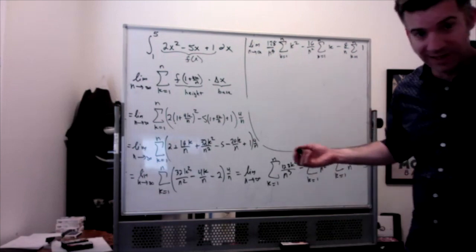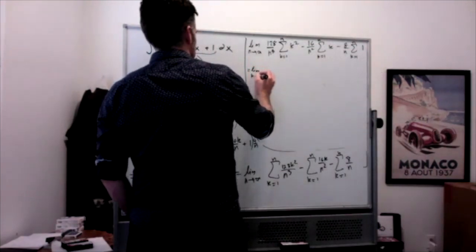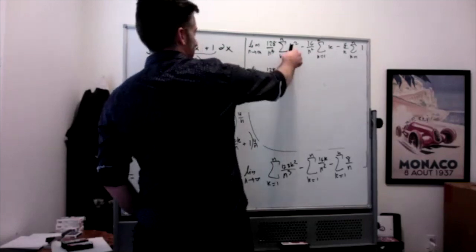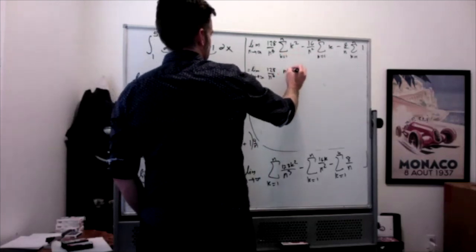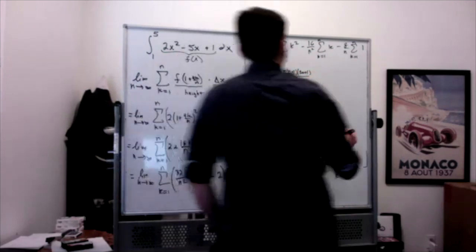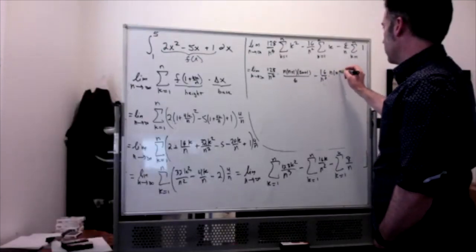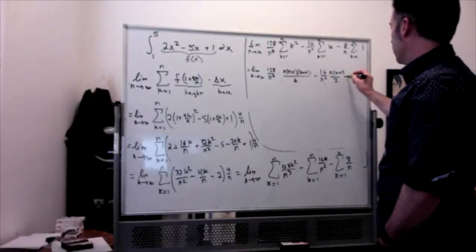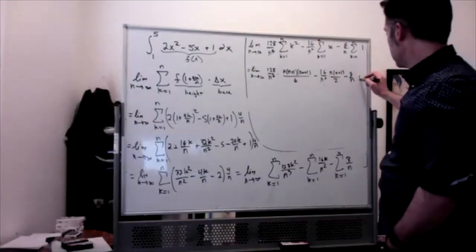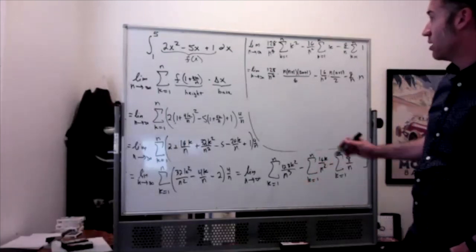Then we use the formulas. So we've got the limit as n goes to infinity of 128 over n cubed times the formula for k squared, which is n times n plus 1 times 2n plus 1 over 6, minus 16 over n squared times n times n plus 1 over 2, minus 8 over n times the sum of 1, which is just n. 1 plus 1 plus 1, n times. All right, and then we just take the limit.